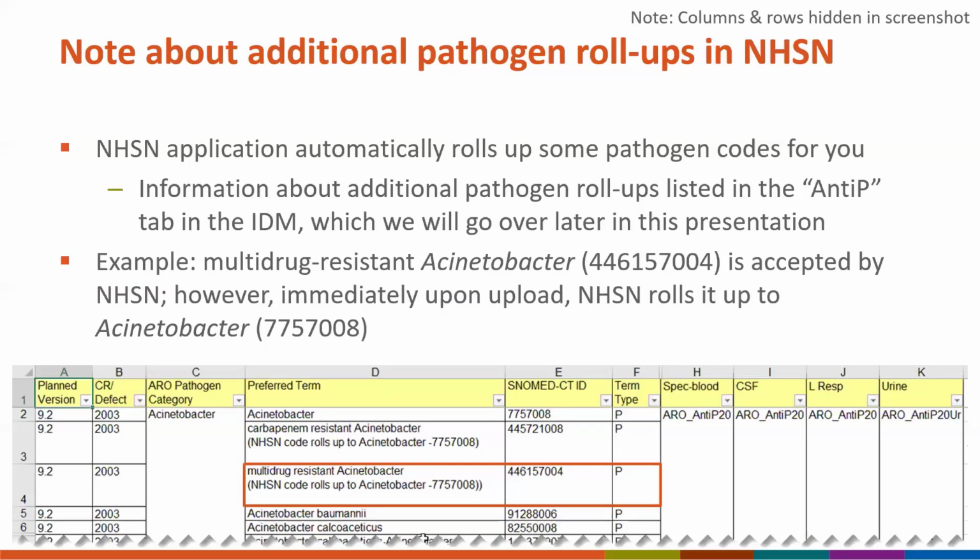Just a note about additional pathogen roll-ups that the NHSN application does automatically. NHSN application will automatically roll up some pathogen codes for you. Information about additional pathogen roll-ups are listed in the anti-P tab in the IDM, which we will go over later in this presentation. So for example, multi-drug resistant Acinetobacter, which is the code that we just talked about, is accepted by NHSN. However, immediately when you upload a file with this pathogen, NHSN rolls it up to just Acinetobacter.